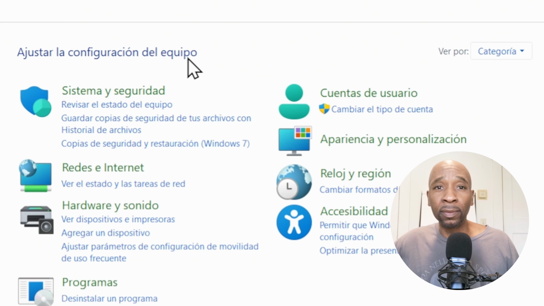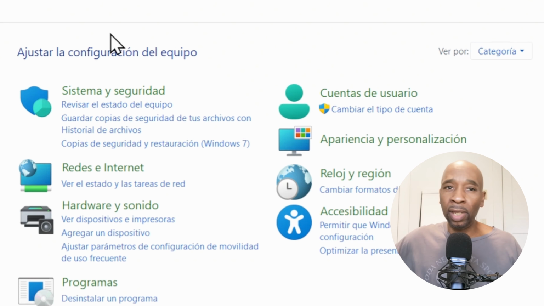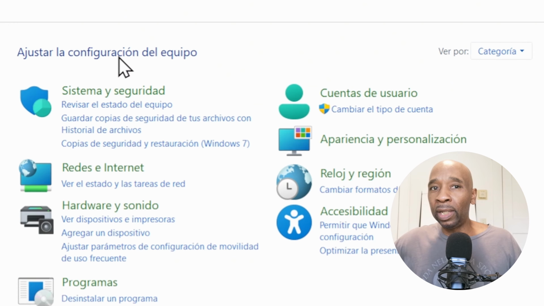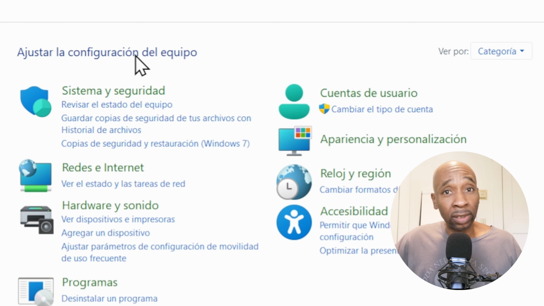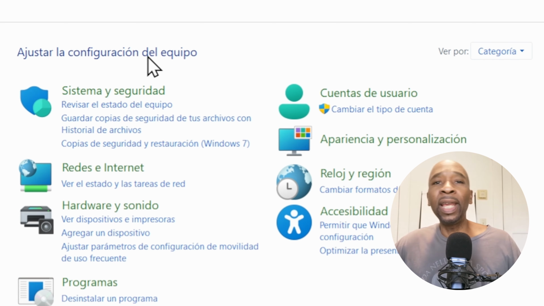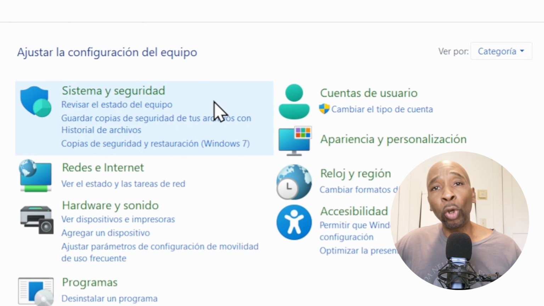Simple as that. Okay. And also I want to leave you with this Spanish tip. Anytime we have an English word that ends in TION, usually in Spanish, it's going to end in CION with that accent mark over the O. So that's a little tip for you. Okay, let's keep it moving. Now we have sistema y seguridad.